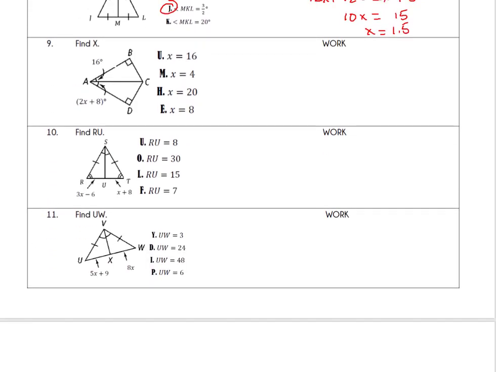So we get number 9. These two angles need to be congruent. 2x plus 8 is equal to 16. Take away 8. 2x is 8. Divide by 2. X is equal to 4. That gives us an M.